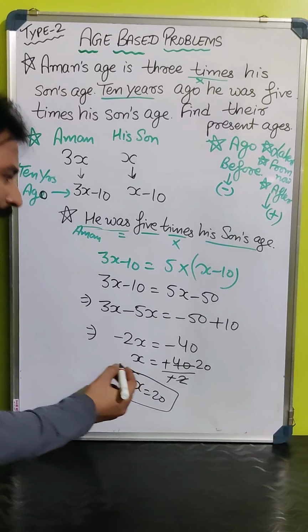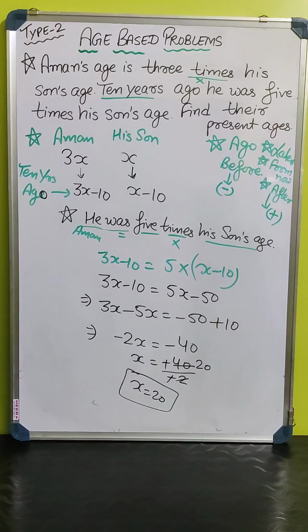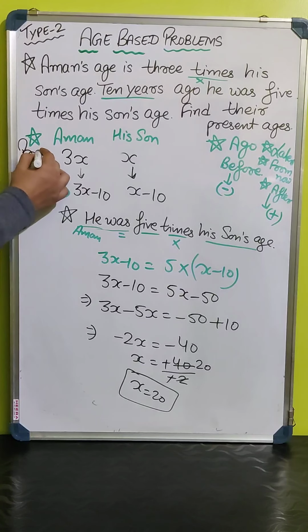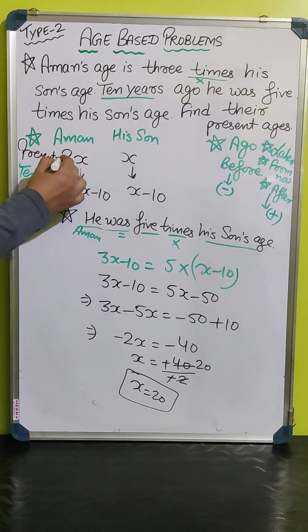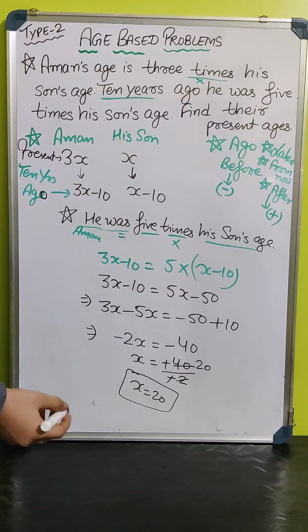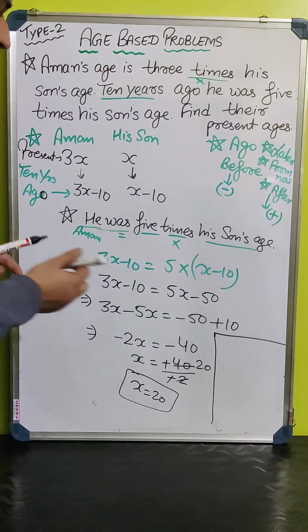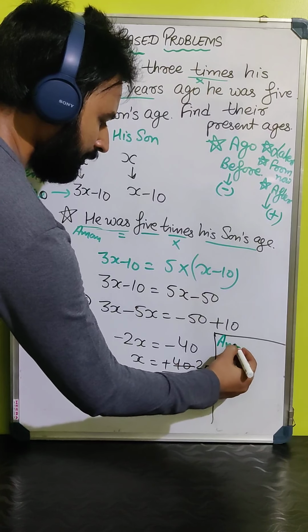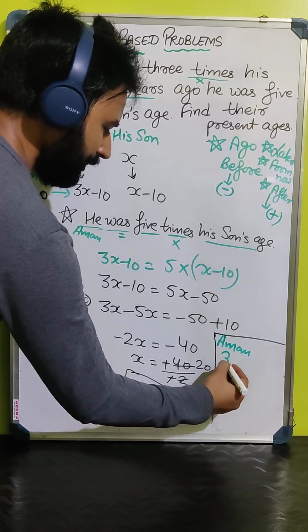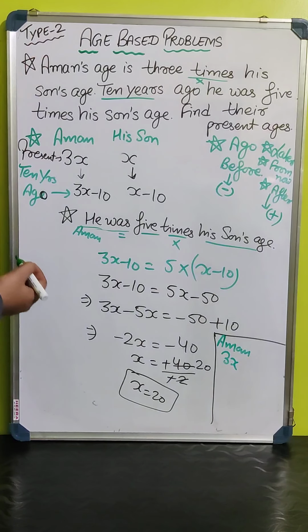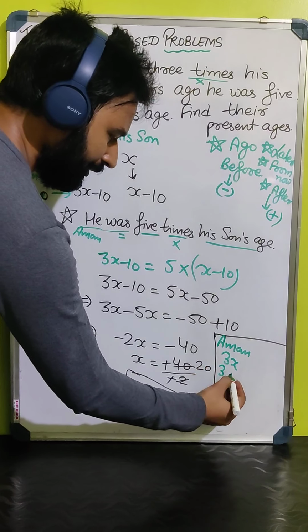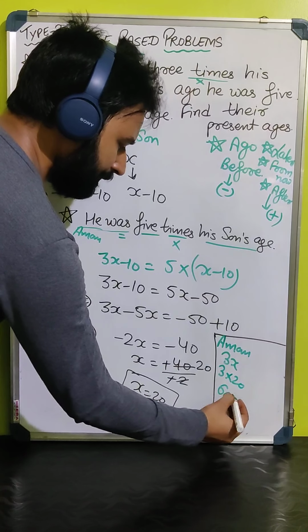But you have to find out their present age. What are their present ages? These are the present ages. So present ages are 3x and x. What will be Aman's age? Aman's present age is 3x. So it will be 3 into 20, simple, 60 years.